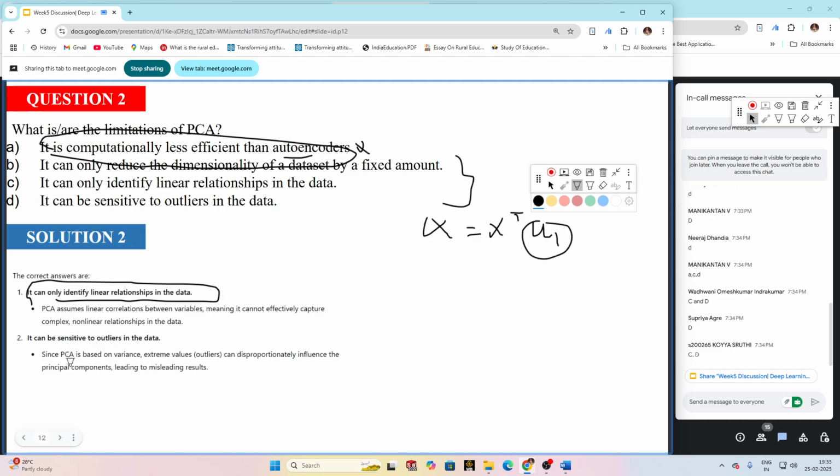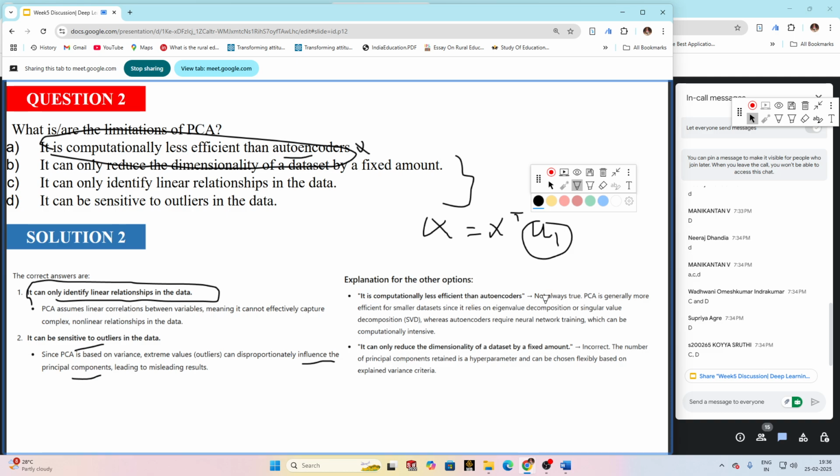I have told you that since PCA is based on variance, extreme values or outliers can disproportionately influence the principal component, leading to misleading results. Like one point is an outlier, and because of that one point you can consider that it acts as your principal component, but that is not among the top k principal components. So it is very sensitive to outliers. So options C and D are correct. Other options, let's not discuss that.